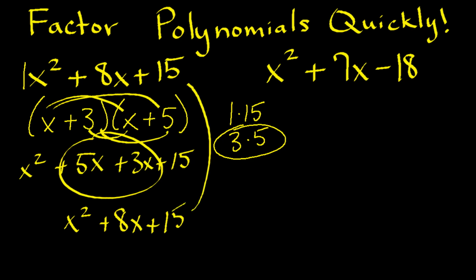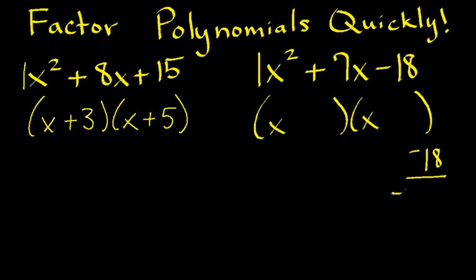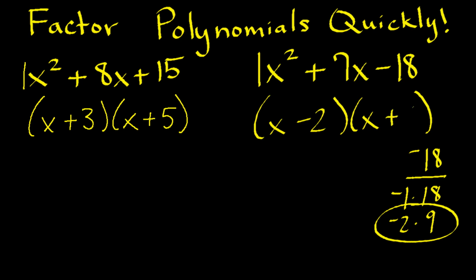Let's try another one. For the second problem, we also have a 1 in front of x squared, so we know that it'll multiply as x times x. Now we need to figure out what two numbers multiply to be negative 18 that will also add up to positive 7. So it's best to start with a list of multiples. We have negative 1 times 18, negative 2 times 9. We could see that negative 2 plus 9 would be positive 7. So that's what tells us these are the correct factors. So we'll plug in minus 2 and plus 9.